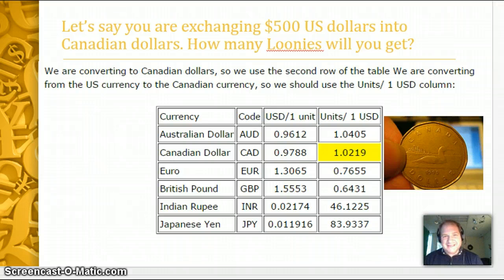So how do we work this out? Let's say you're going up to Canada. Their dollar coin is called the loonie because it's got a loon on it, which is a kind of bird. So how does that convert? Well, $1 is 1.029 loonies. How much would 500 be? One for the live class.